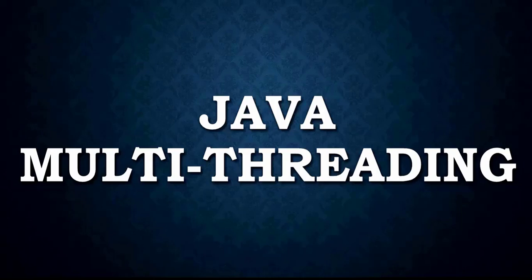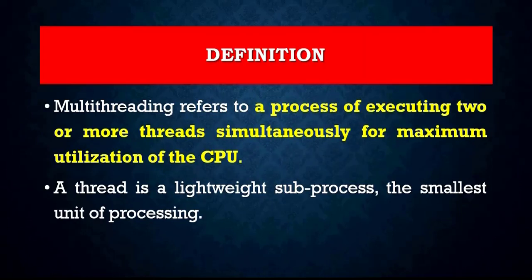First things first, what is multi-threading? Multi-threading refers to a process of executing two or more threads simultaneously for the maximum utilization of the CPU. In an operating system, I'm sure we know that if you want to run a process, it has to reside on the main memory. So in order to run more than one process simultaneously, we use the concept of multi-threading. Here, a thread is a lightweight sub-process or the smallest unit of processing.